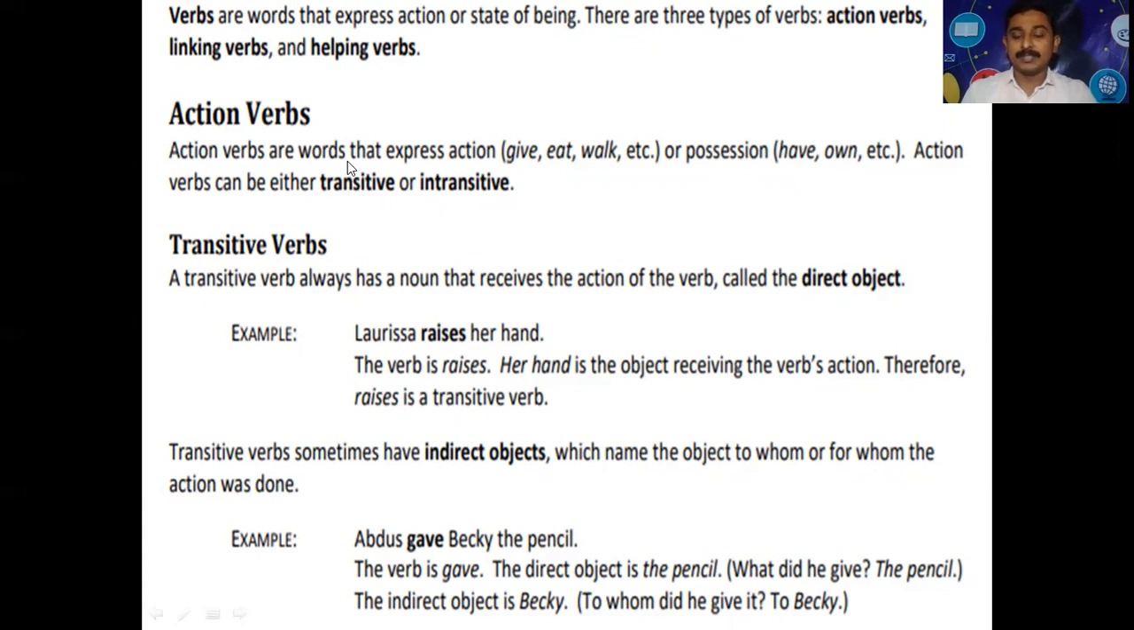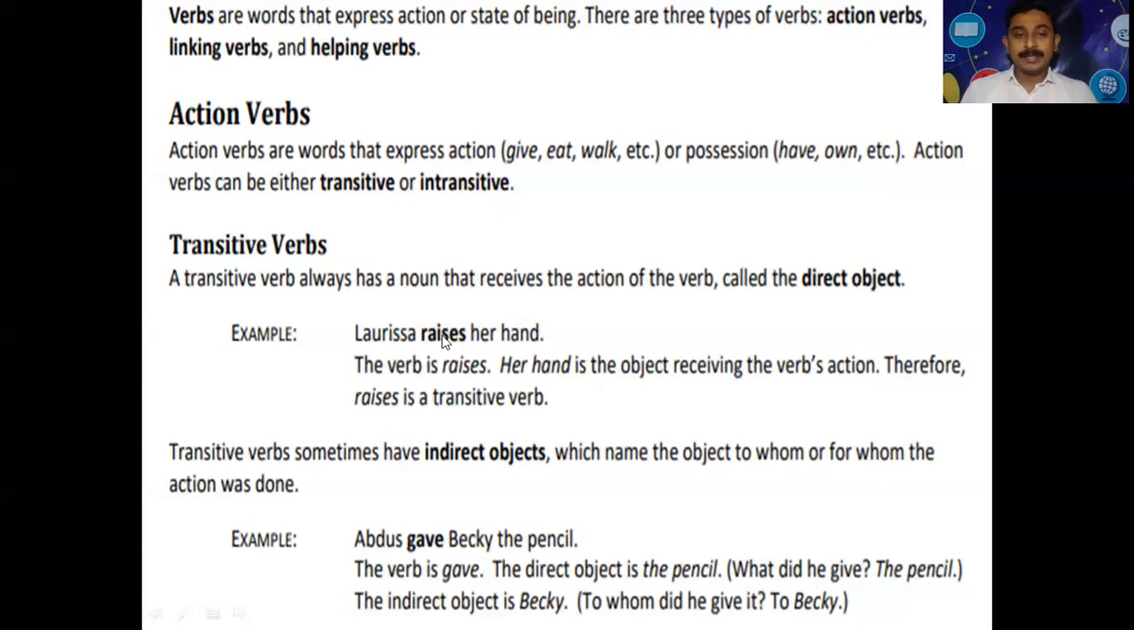First, let us see what is a transitive verb. A transitive verb always has a noun that receives the action of the verb called the direct object. When you look at this sentence, Larissa raises her hand. Raises is the verb or action word in this particular sentence. This verb is called transitive verb because the object or the noun receives the action. Larissa is the subject, raises is the verb, her hand, hand is the object.